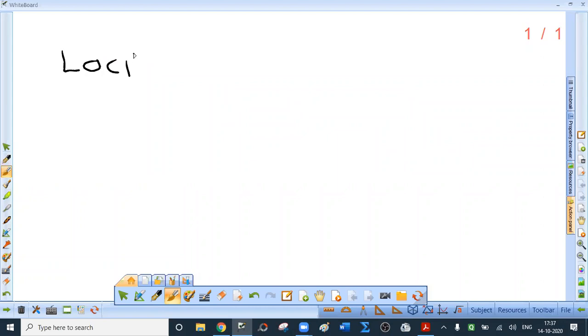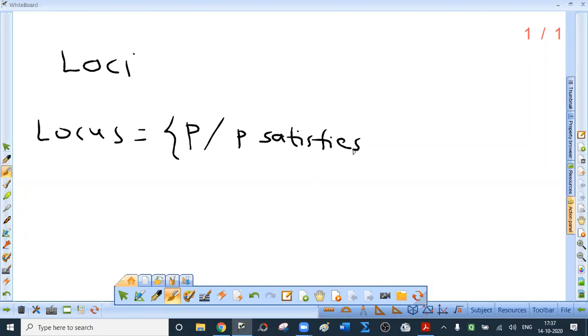So how will you define locus using set notation? In the beginning, I will say a locus is a set of points in a plane which satisfy some given geometrical condition or conditions. Suppose P is any point on the locus, then I can say that locus is nothing but all points P such that P satisfies certain geometrical condition or conditions. So this is nothing but locus.